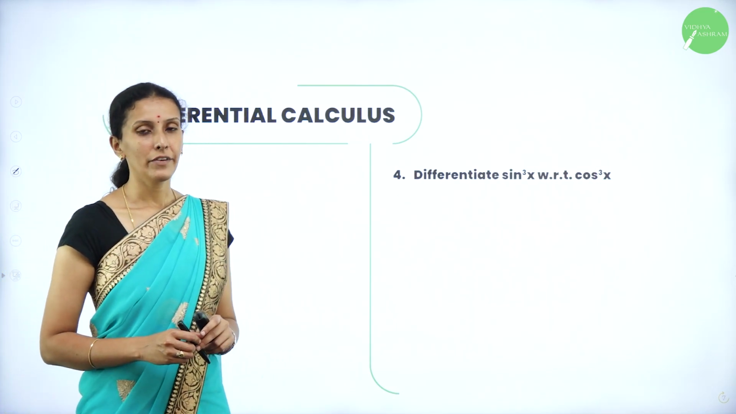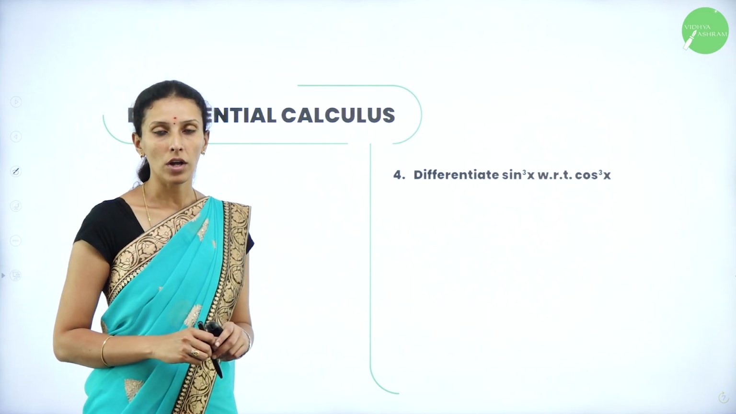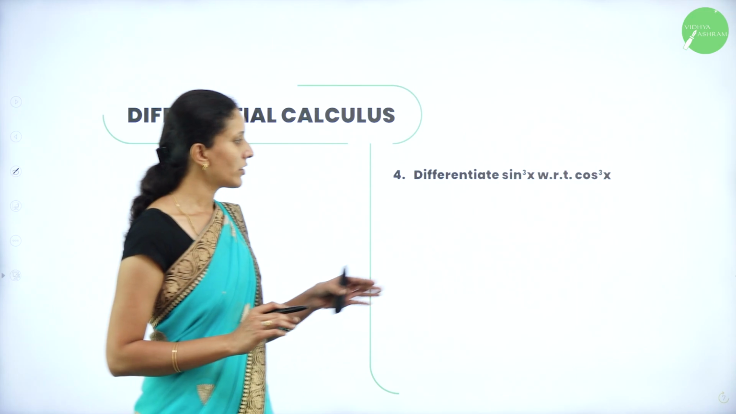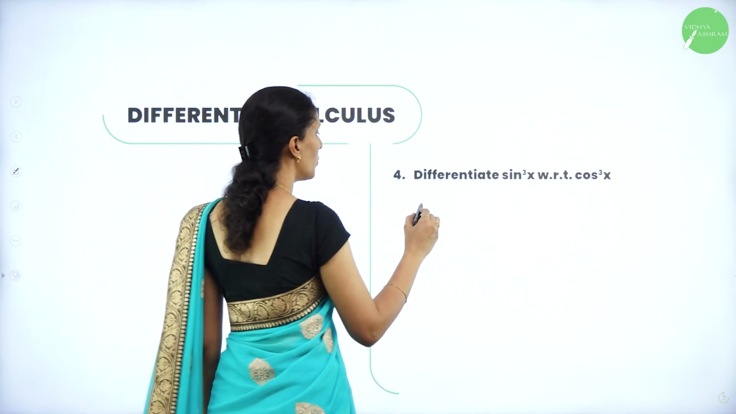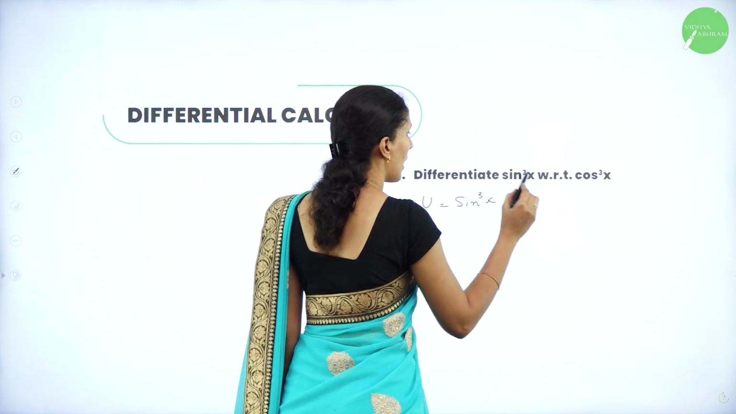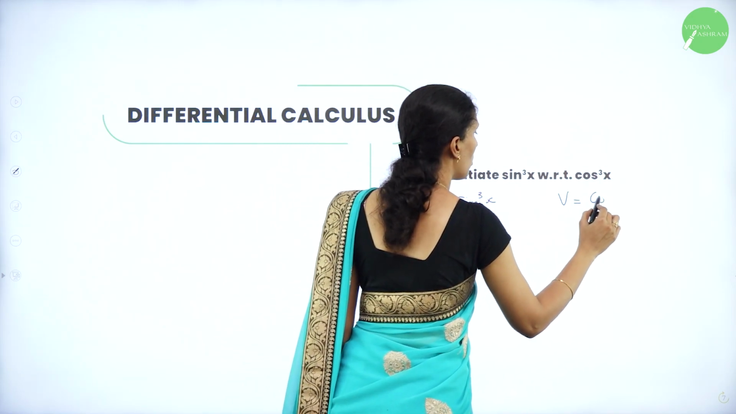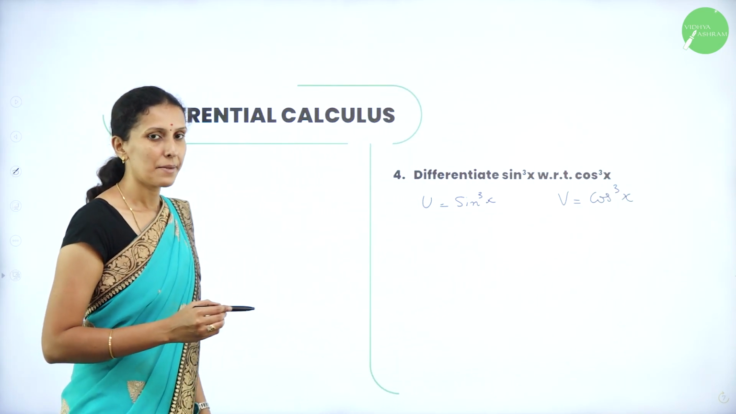Next, we have to differentiate sine cube x with respect to cos cube x. So here the function itself is in terms of x. So I'll take, let u is equal to sine cube x and let v is equal to cos cube x. Now let me take x as a parameter.